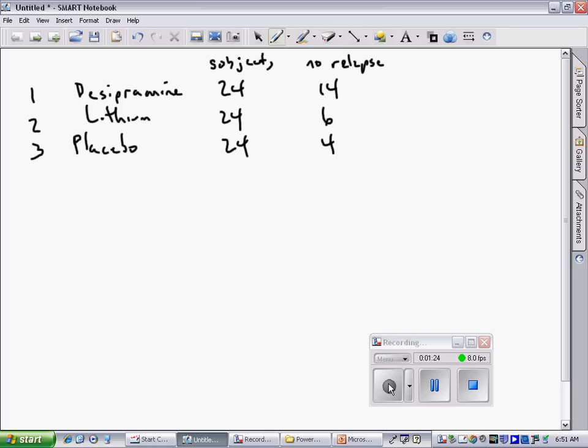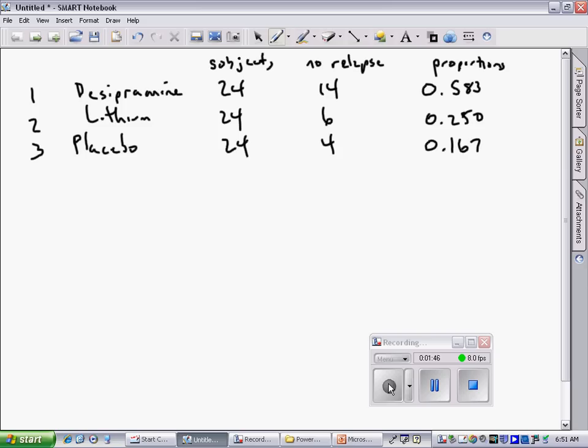than lithium or placebo. In fact, if you look at the proportions, 58.3% of the desipramine group was able to stay off cocaine, while just a quarter of the lithium group and 17% of the group who received the placebo.